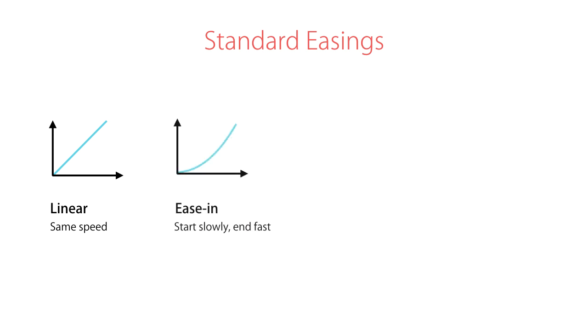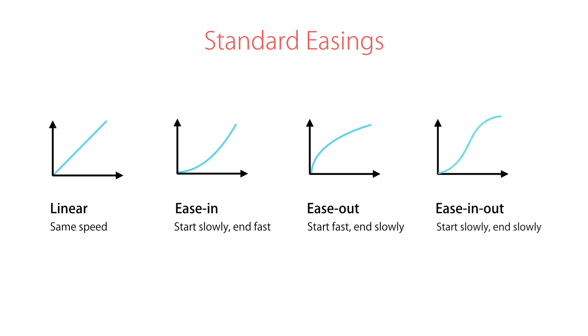The second one is ease in, and this means the animation starts slowly but ends fast. The opposite of ease in is ease out. So it starts fast and ends slowly. And we also have ease in out, which is the combination of ease in and ease out. So it starts slowly, then it speeds up, and finally it ends slowly. So these are the standard easings that are defined in CSS.